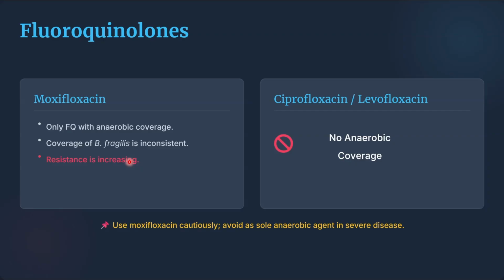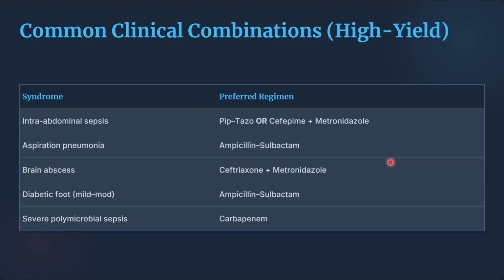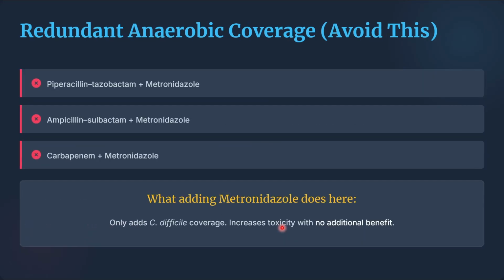Resistance is increasing, so use moxifloxacin cautiously. It is not to be used as a sole anaerobic agent in severe disease, whereas ciprofloxacin and levofloxacin do not have any anaerobic coverage. Common clinical combinations for intra-abdominal infections are piperacillin-tazobactam, or cefepime with metronidazole, or ceftriaxone with metronidazole. For aspiration pneumonia, we can directly go for ampicillin-sulbactam, which covers the aspiration anaerobic organisms. For brain abscess, metronidazole is preferred in combination with ceftriaxone. For diabetic foot infection, ampicillin-sulbactam or piperacillin-tazobactam can be used, as they cover anaerobes also. For severe polymicrobial sepsis, go for carbapenems directly.